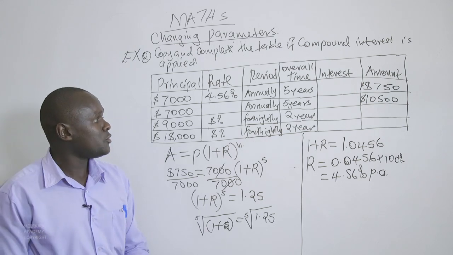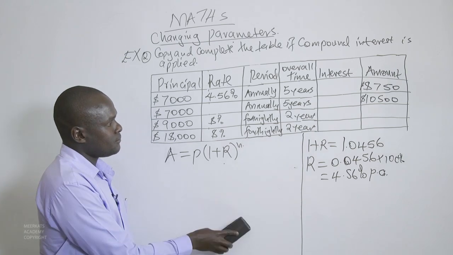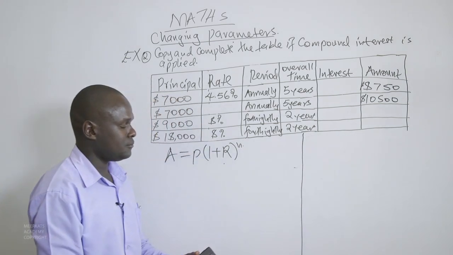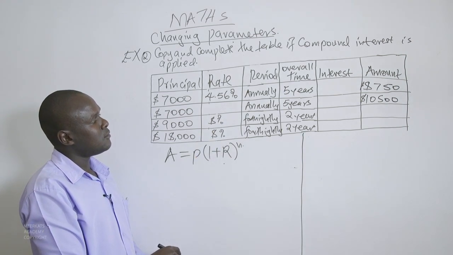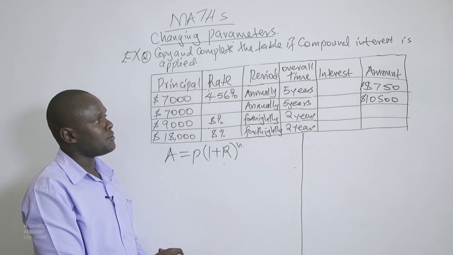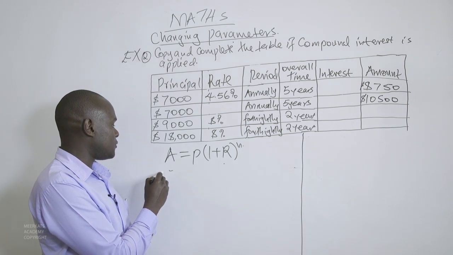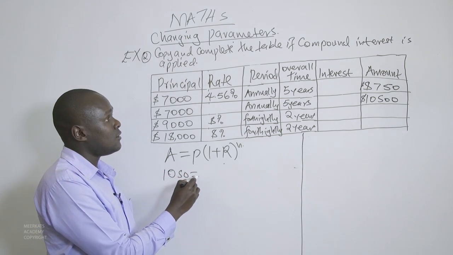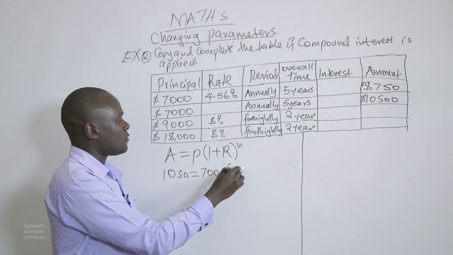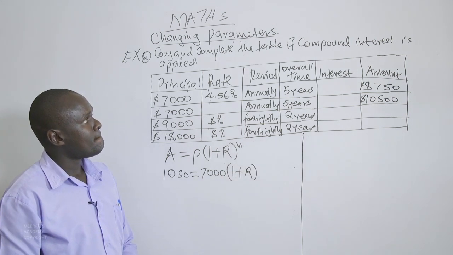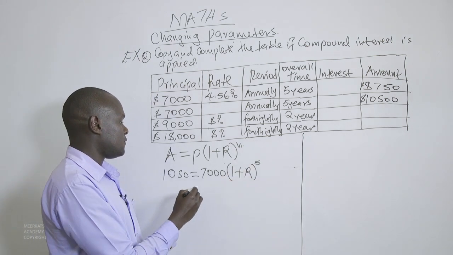So we come and fill here. The same should be done when it comes to the second row. The amount provided has changed from $8,750 to $10,500. So we are going to use $10,500, and the principal is still the same, $7,000. The number of periods will still remain 5.